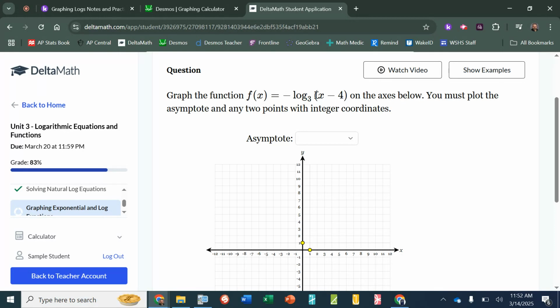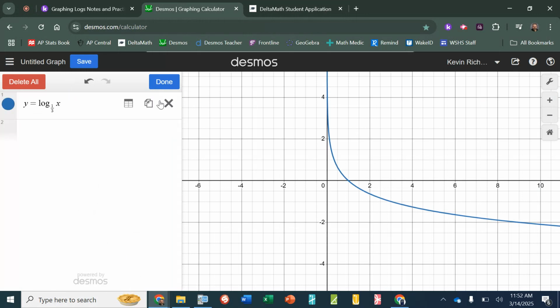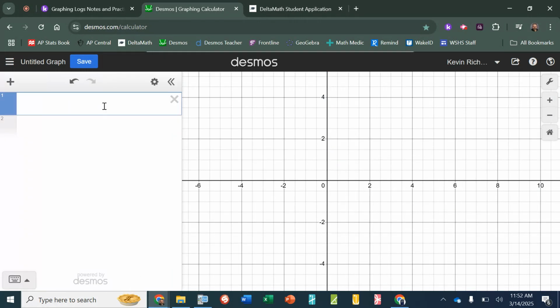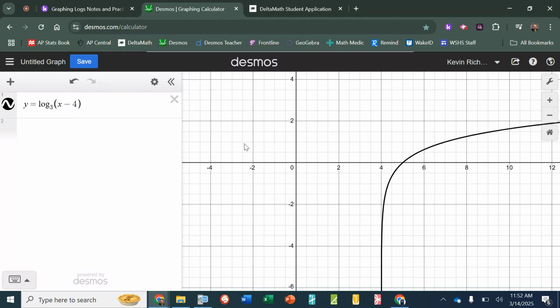Now here's a tip. Go in and graph this in Desmos. So I have log base 3 of the quantity x minus 4. So let's go in here. I've got y equals log base 3 of the quantity x minus 4. There we go. Here's what our graph should look like.